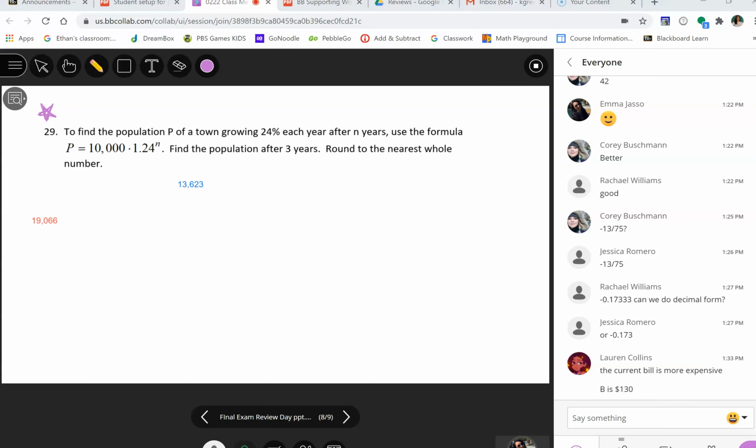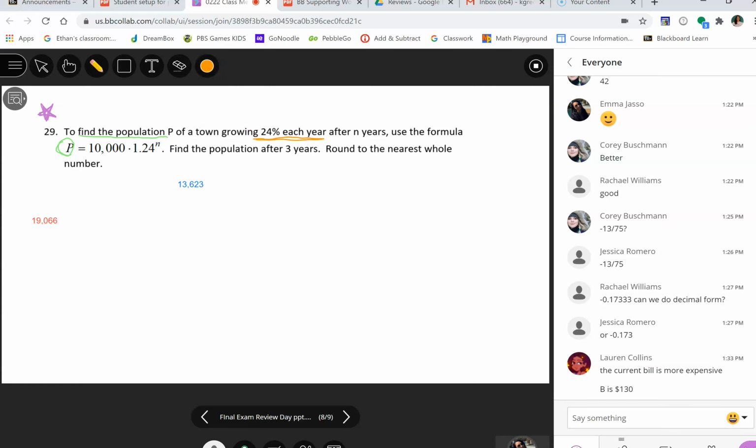Okay. So I think what threw people off back, I think this was quiz 2 or quiz 3, is there's some extra information going on here. So they give us this information about the population P. Okay, that's good. I know P is standing for population. But then they give us this extra information about it growing 24% a year.